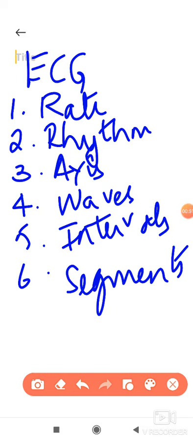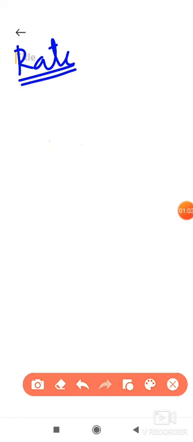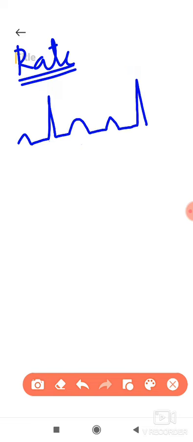Okay, now let's see how to calculate rate of an ECG. Okay, how to calculate rate of an ECG? So what do you do? You have P wave, you have QRS, T wave, another P wave, QRS, another T wave, right?